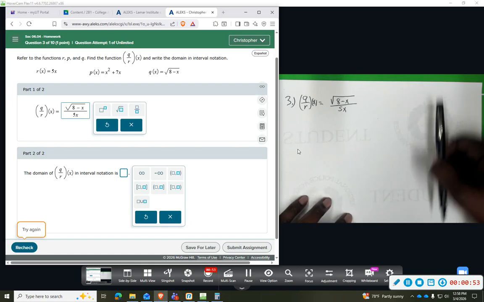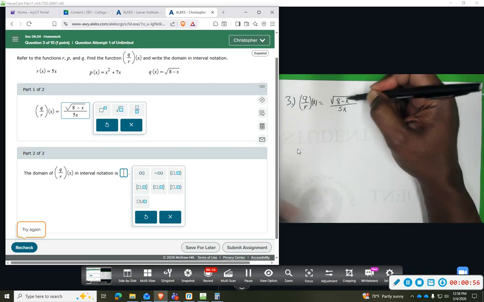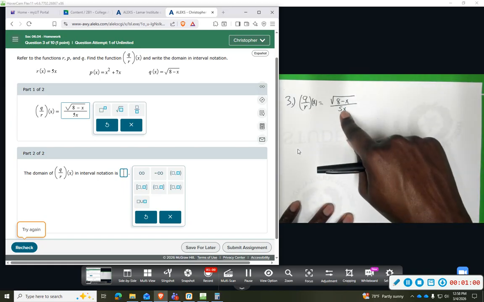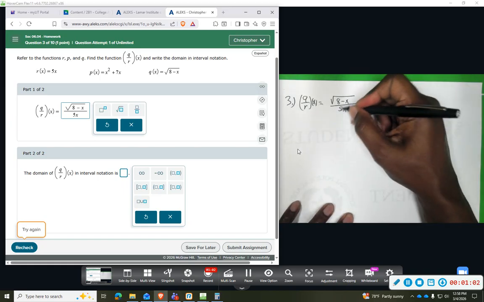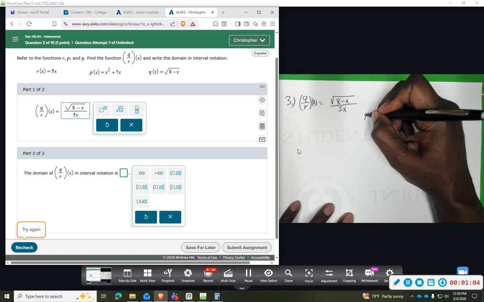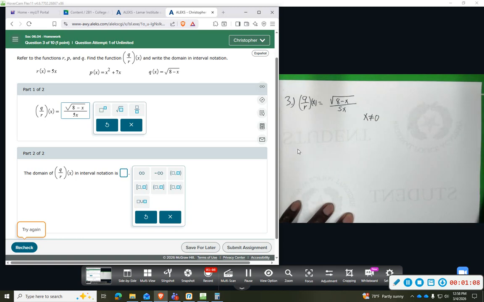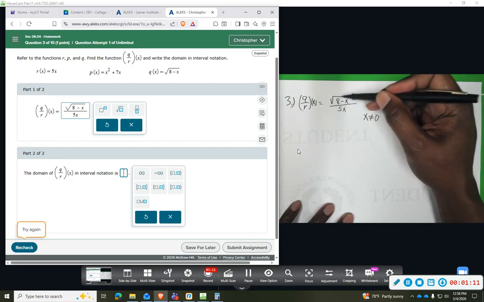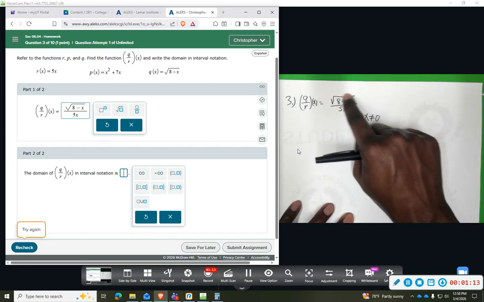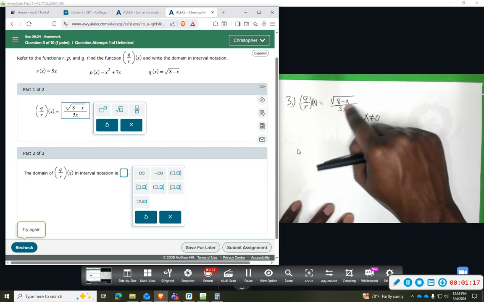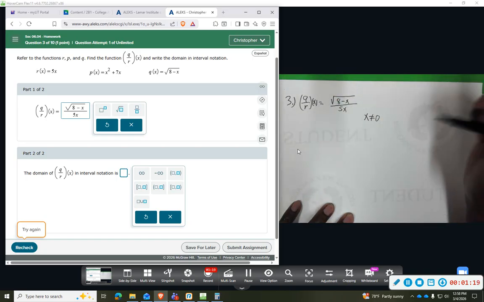So since this is a rational expression, we've got to remember we cannot divide by 0. So the only value of x that would make the denominator 0 is 0. 5 times 0 would be 0. So x cannot be 0, so we're going to remove that number from our domain. And then we have to find out what values of x would make the expression negative, because we can only take the square root of positive numbers.